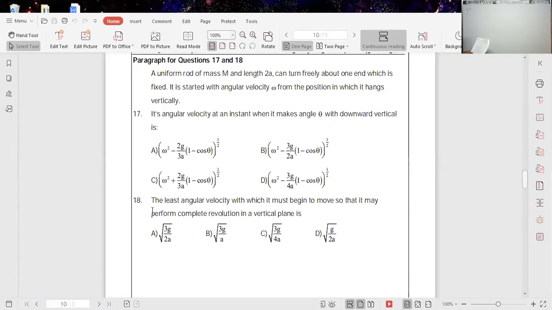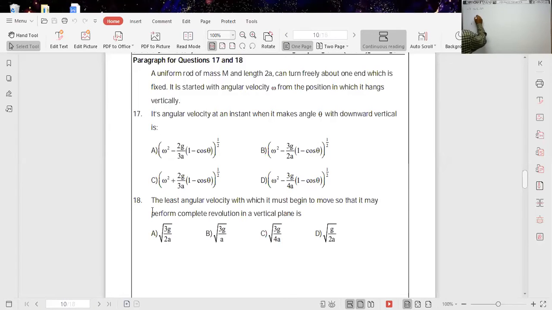Here a uniform rod of mass m and length 2a can turn freely about one end, which is fixed. It is started with angular velocity omega from the position in which it hangs vertically. So one rod is hanging vertically from one end, whose length is L. It is given initial angular velocity omega. Then the angular velocity at the instant when it makes an angle theta with the downward vertical is asked.